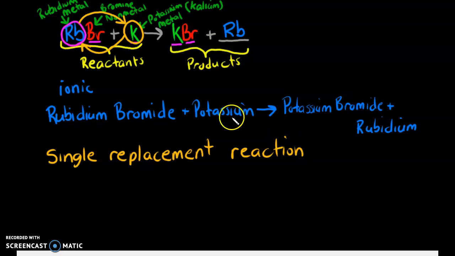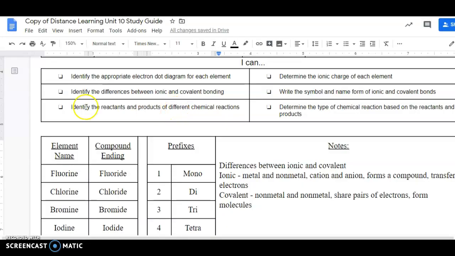Alright, so that's I can statement number 2. Let's look at number 3. I can identify the reactants and products of different... Oh, no, that was number 3. So now we're on number 4. I can determine the ionic charge of each element. I don't think we'll have time for that one in this video. Next, you can write the symbol and name form of ionic and covalent bonds. So we just did some ionic ones. We'll take a look at some covalent ones.